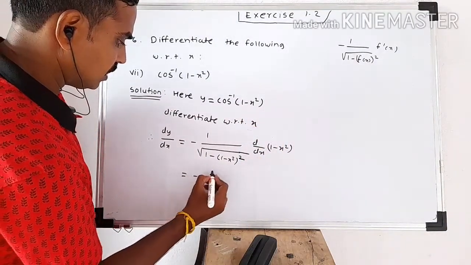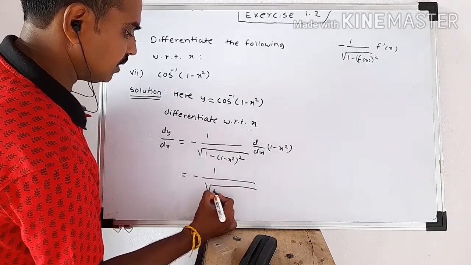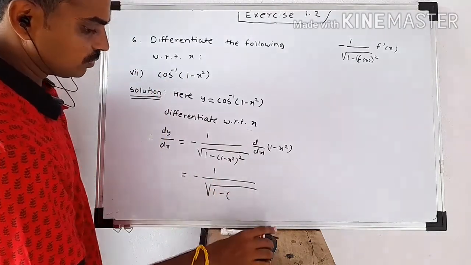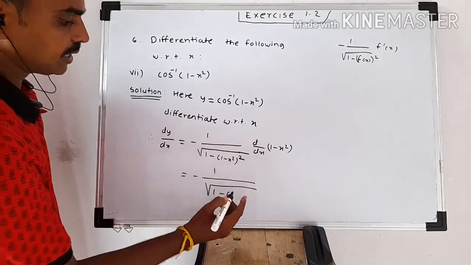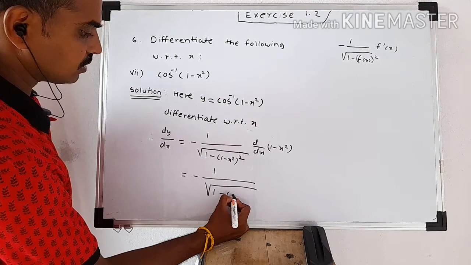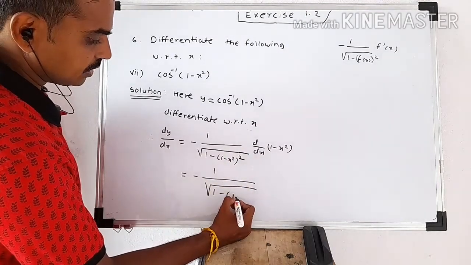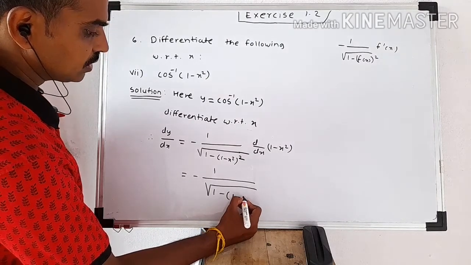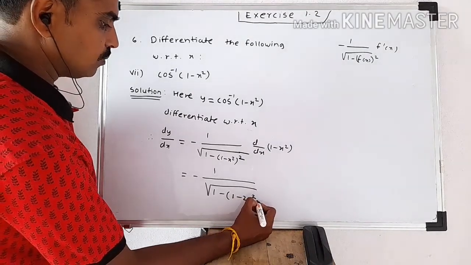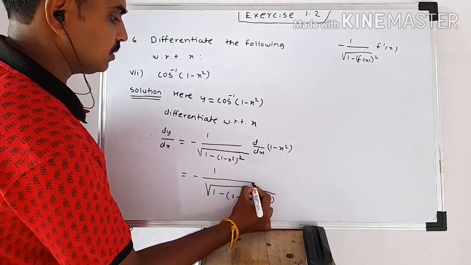Now minus 1 divided by the expression in root sign, which can be simplified as 1 minus, what is the expansion of (1 minus x square) whole square? We have to use the formula (a minus b) whole square, that is a square, here a is 1, therefore 1 square, minus 2 into x square, plus the square of x square, that is x raised to 4. This will be the term in root sign.